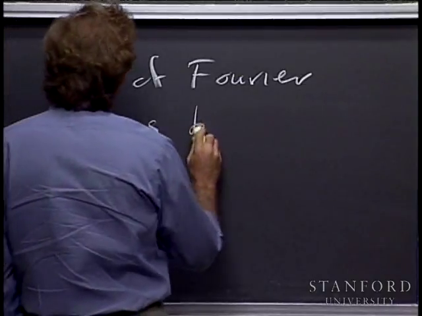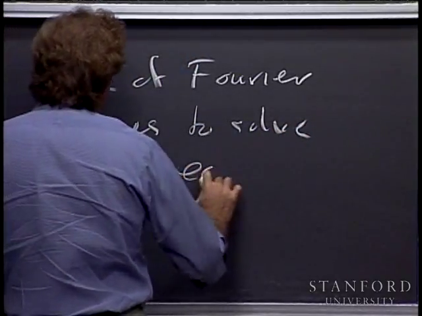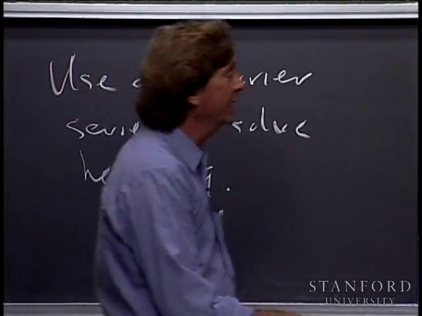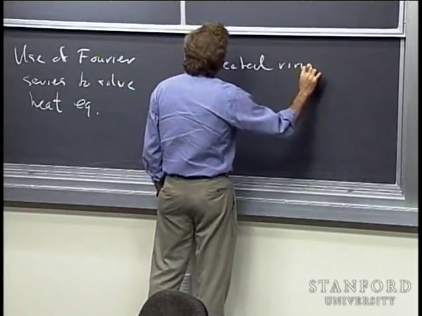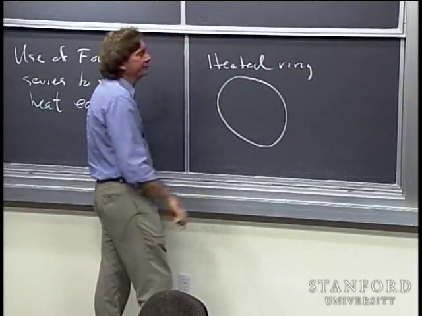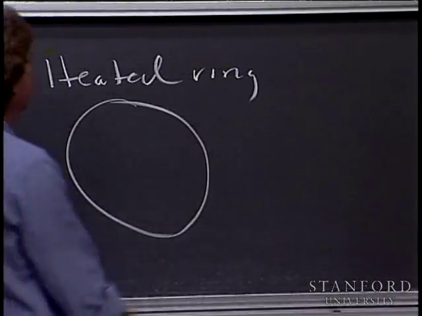So this is using Fourier series to solve the heat equation, one particular case of the heat equation. And I'll remind you what the setup is. We have a ring, a heated ring, like that, with an initial temperature distribution, which we're calling f of x. All right, so the initial temperature.